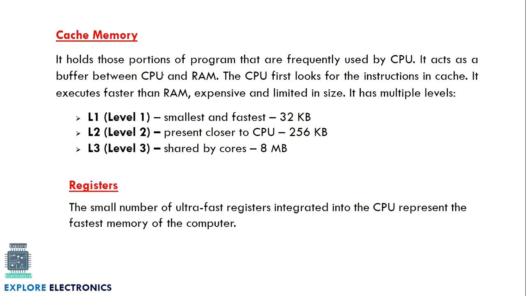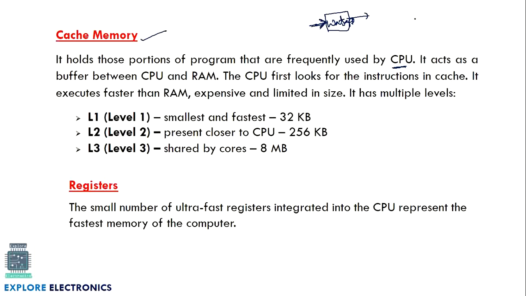And then another type is memory called cache memory. This is cache memory. It holds those portions of the program that are frequently used by the CPU. What is cache memory means? How you can remember this means something like you will be having WhatsApp. Okay, WhatsApp in your phone. You are using this WhatsApp regularly. If you are using this WhatsApp regularly, this is not an unused application.